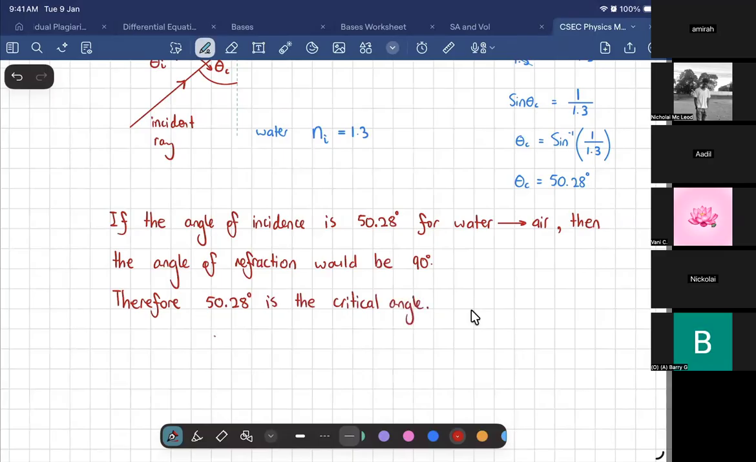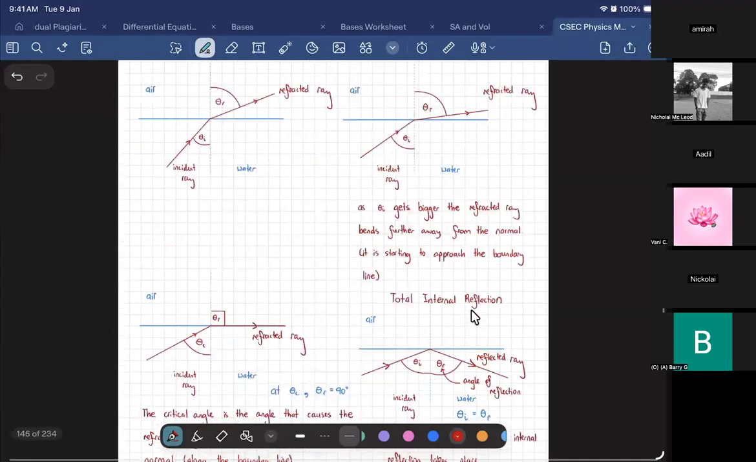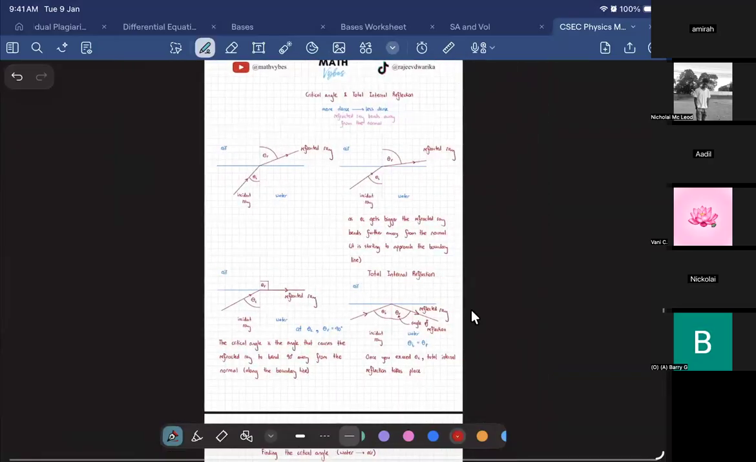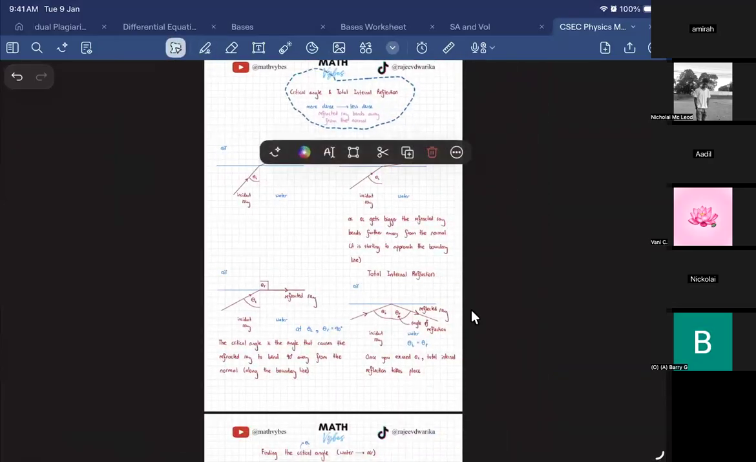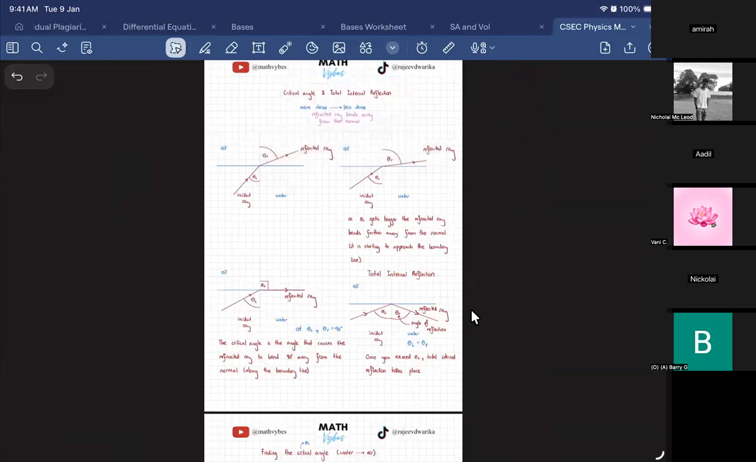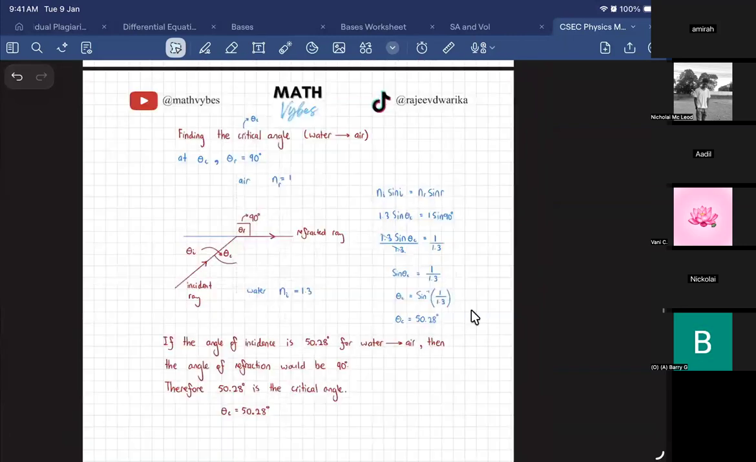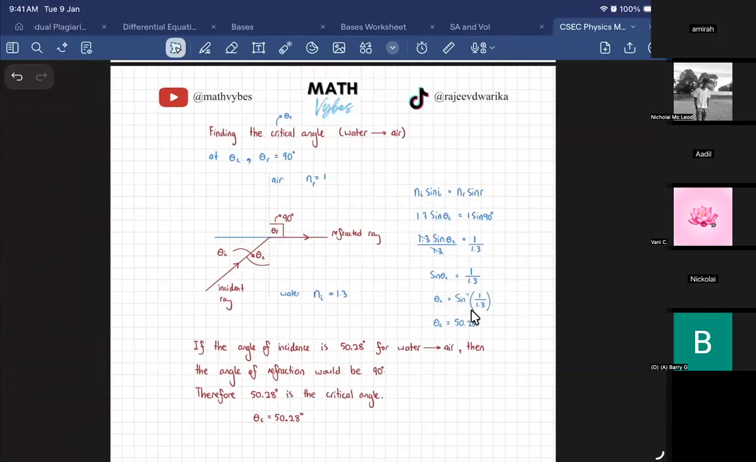And so therefore, you would say theta C is equal to 50.28. Cool. They might ask you to explain this phenomenon. They might ask you to explain critical angle and total internal reflection. You'll have to give them this real rundown. You should also know this. They might ask you to find a critical angle from water to air. Do we understand it? Yeah or no? Yes, sir. All right, bet.